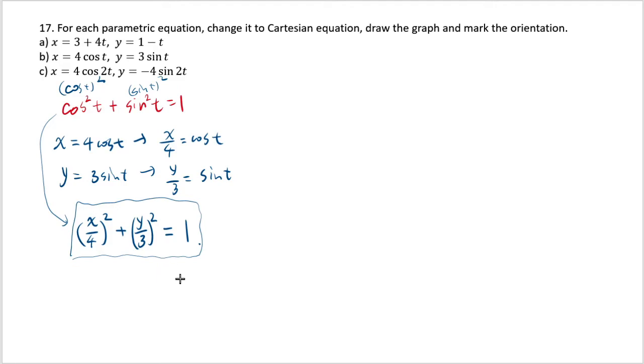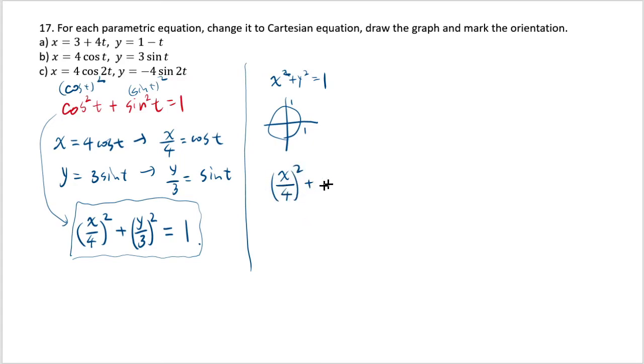What is this curve? Well, first you have to start with x squared plus y squared equals 1, which everyone knows is a unit circle. And then you have to think about what happens if you replace x by x over 2. No, x over 4.